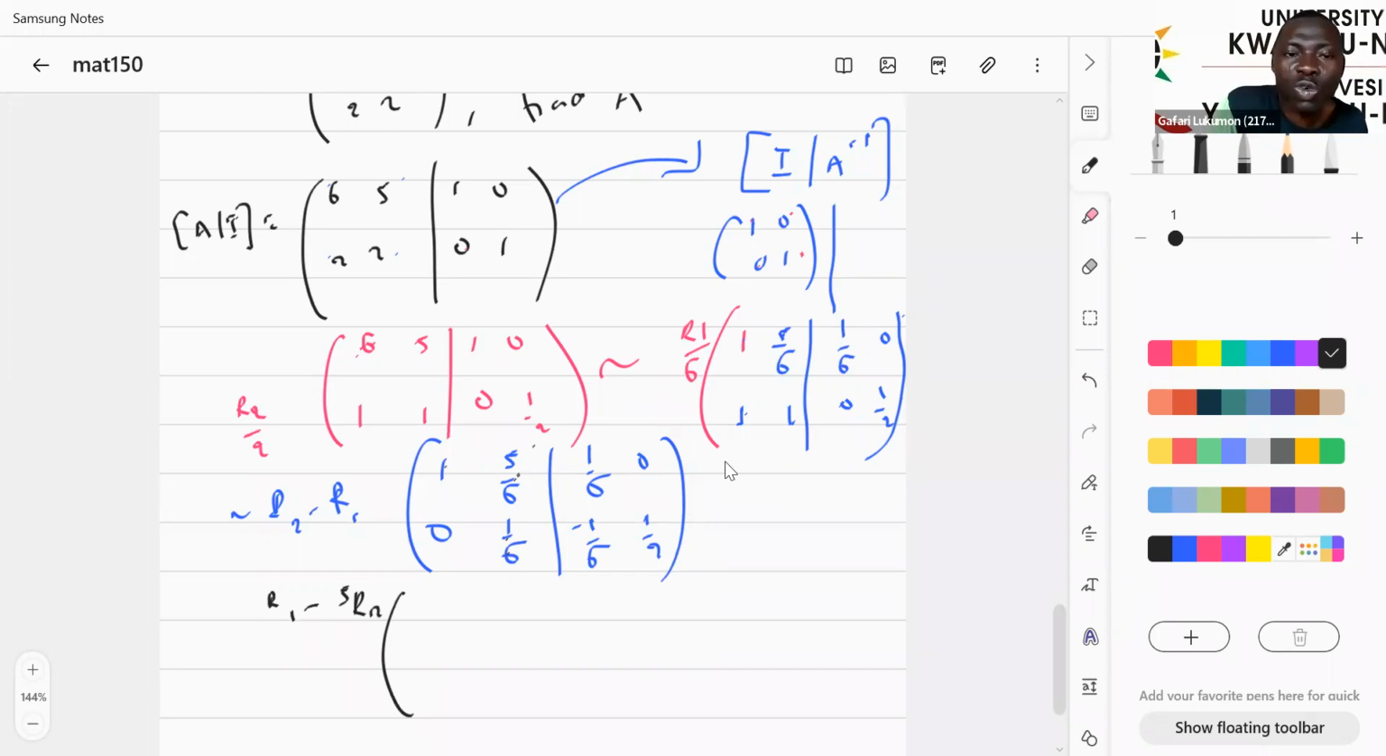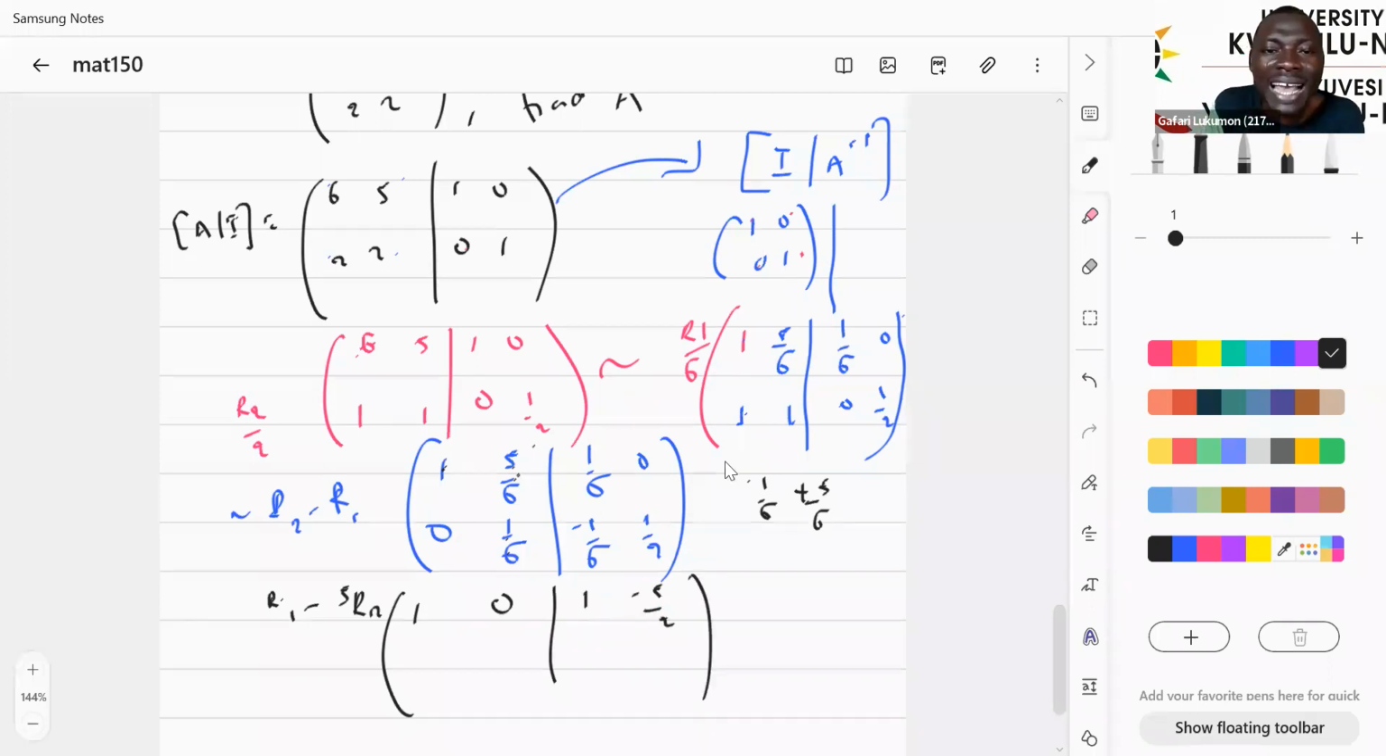Then you now have R1, which is 1, minus 5R2, 5 times 0, which is 0. 1 minus 0 will give me 1. Then this will be 5/6 minus 5 times 1/6, which is also 5/6. 5/6 minus 5/6 will give me 0. R1 again, 1/6. If you don't know it off-hand, you can write it down. Minus will give me plus 5/6. 1/6 plus 5/6 will give me 1. I hope you understand. Then also 0 minus 5/2 will give me what? Minus 5/2. That is 1.